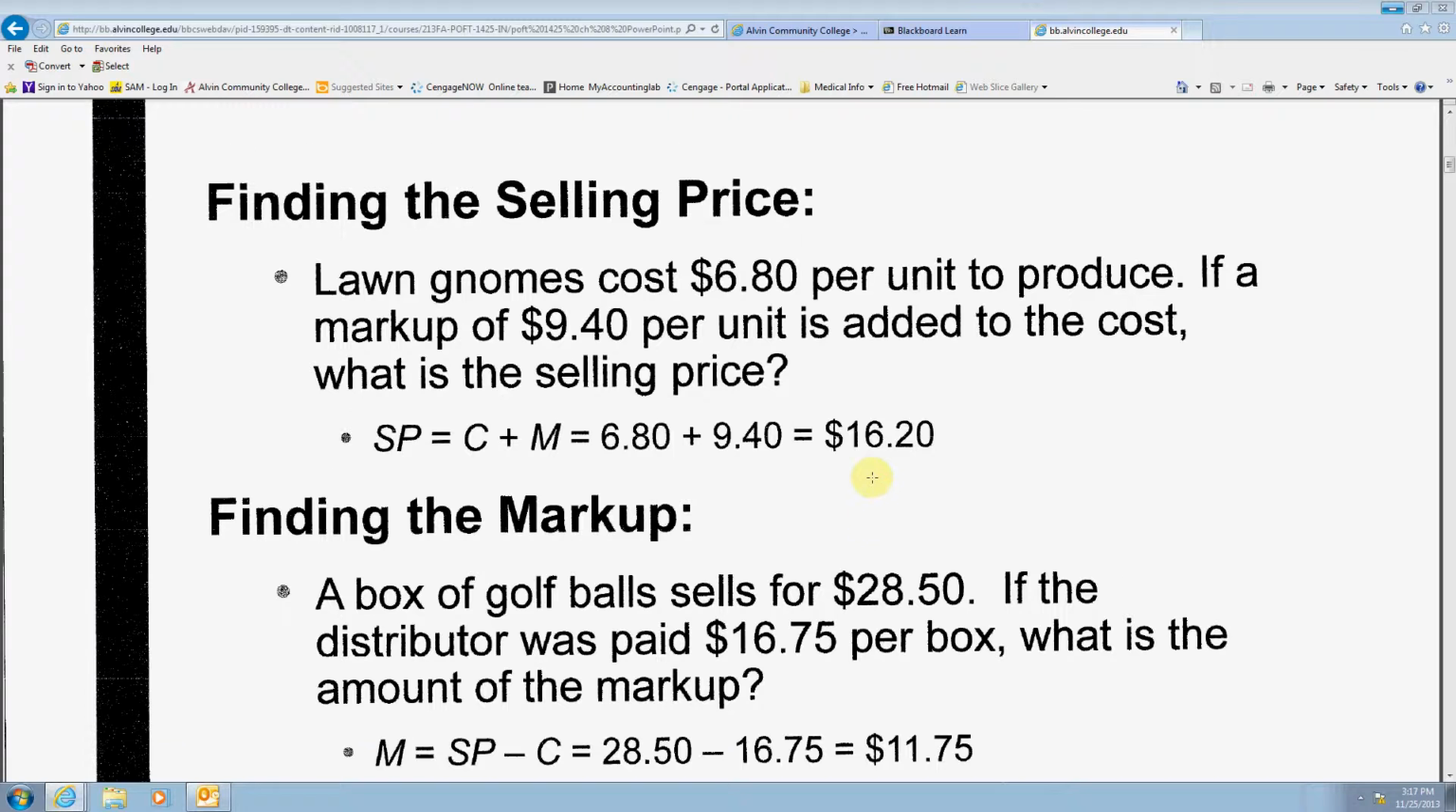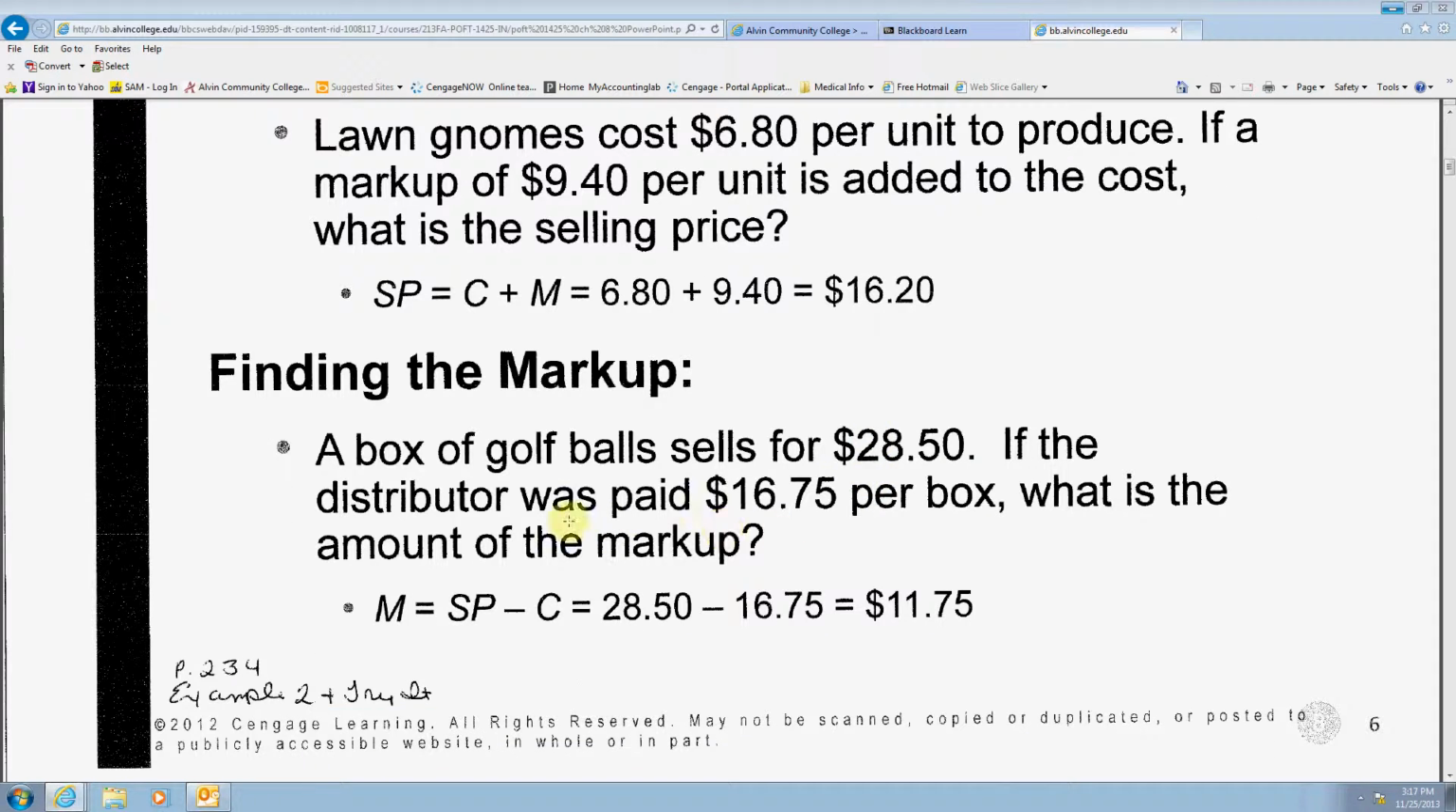If we're wanting to find the markup, an example: the box of golf balls sells for $28.50, so this is our selling price. If the distributor was paid $16.75 per box, that's the cost. What is the amount of markup? So we're going to take the selling price, which is $28.50, minus the cost, and that's going to give us the markup, $11.75. Selling price minus the cost is the markup.